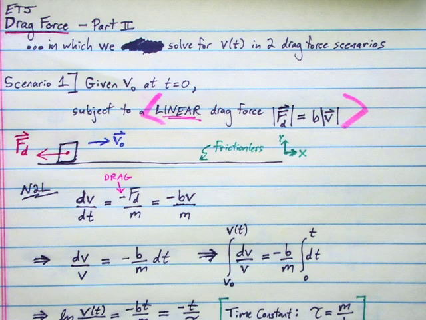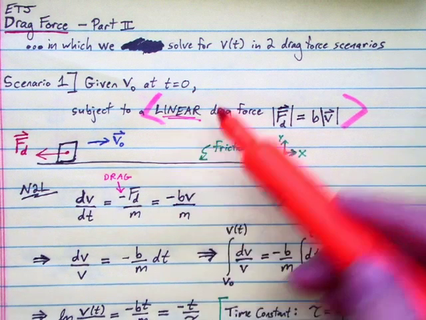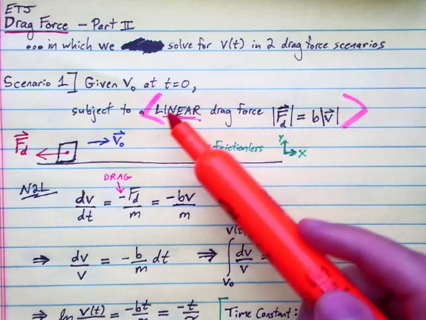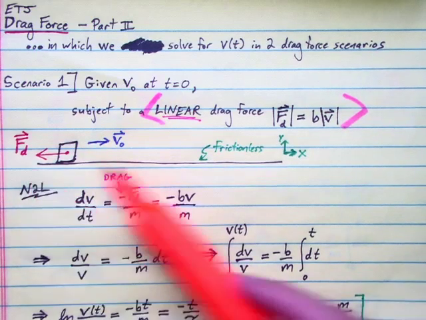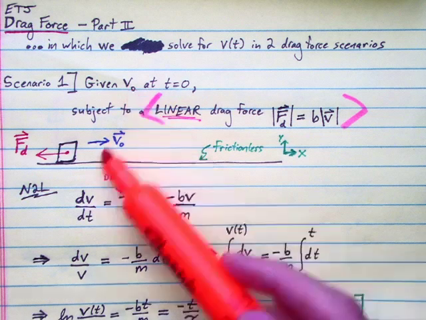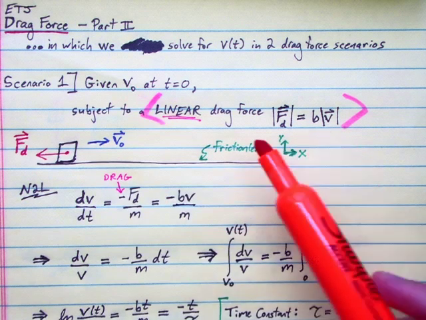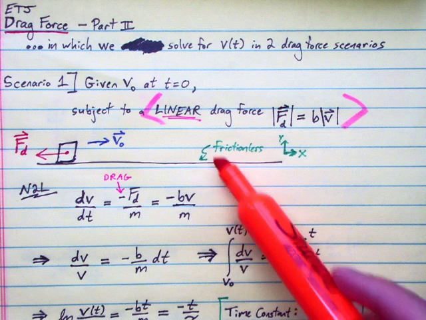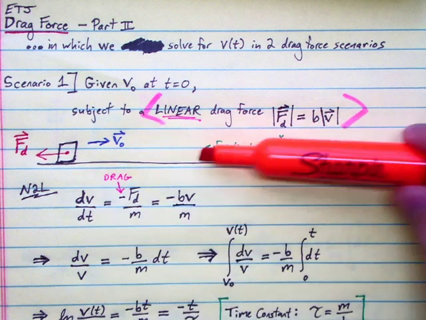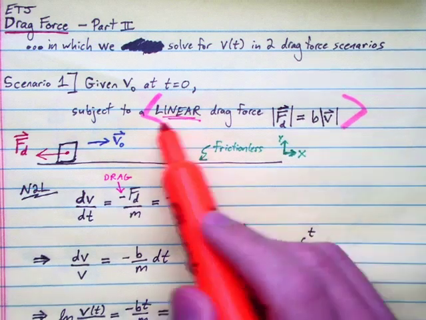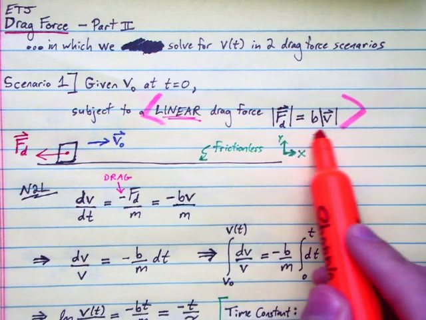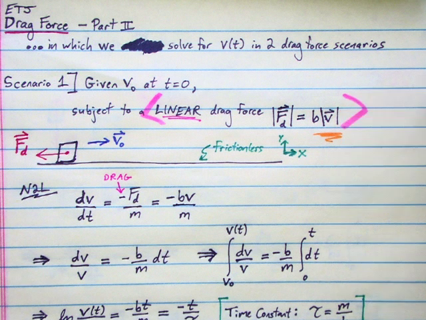Let's work through two example problems with a linear drag force. So scenario number one, suppose we have a box here on some frictionless surface. We give it an initial velocity to the right, and although there's no friction, there is going to be an air drag on it, slowing it down over time. We call it a linear drag force if it depends linearly on the speed v of our box.